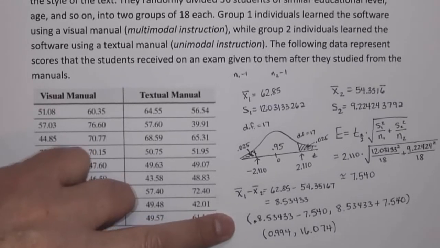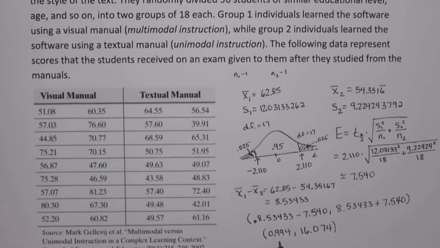So I'm 95% confident that the true mean difference between the visual and textual learners is somewhere between 0.994 and 16.074 in terms of their score on the exam. So there is a difference in their score on the exams, and that difference is somewhere between 0.994 and 16.074. So it does appear that the visual manual students did better on average than the textual manual students. That is statistically significant based on the fact that 0 is not in that confidence interval.